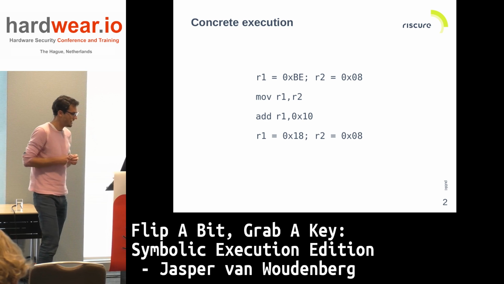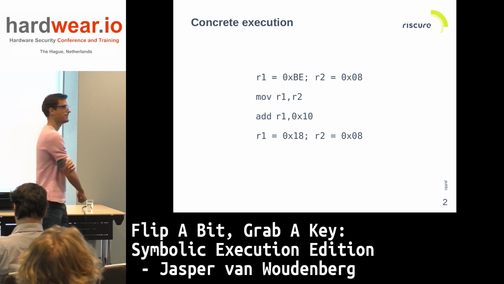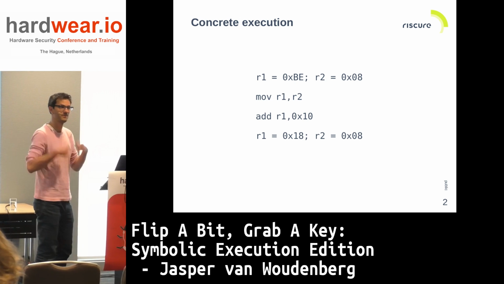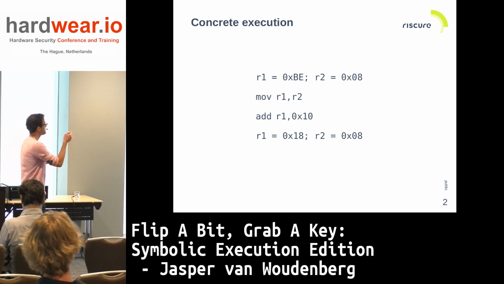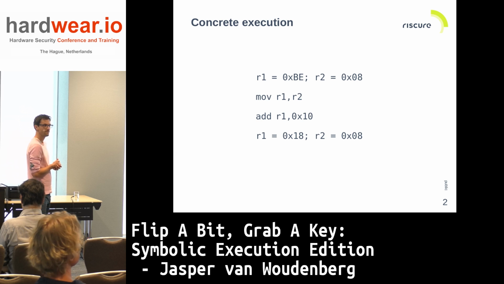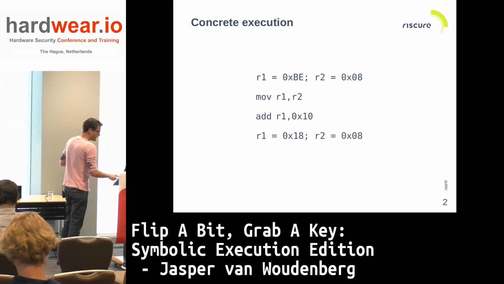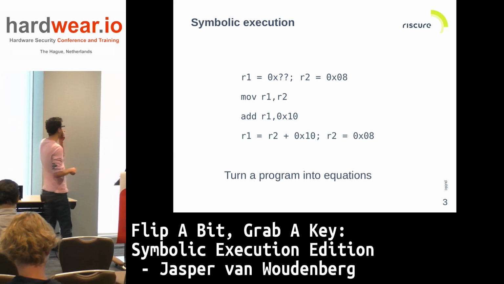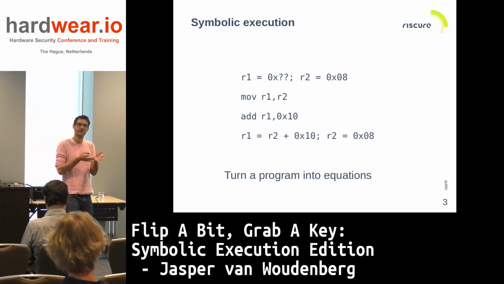So let's get started. I hope you're familiar with concrete execution, which is what any microprocessor does. You give it some registers, you give it some instructions, the machine turns, and then you get some output. So for instance, we have a register 1 with the value BE, a register 2 with the value 8. We say, please move the value of R2 into R1, then add 10 to that, and then this is the result. Very straightforward.